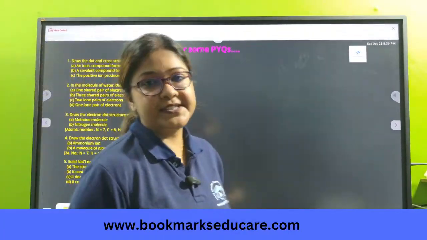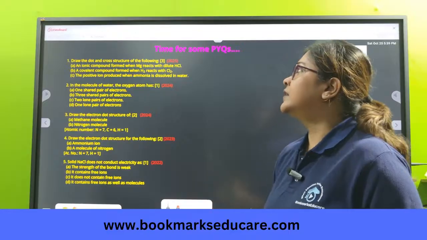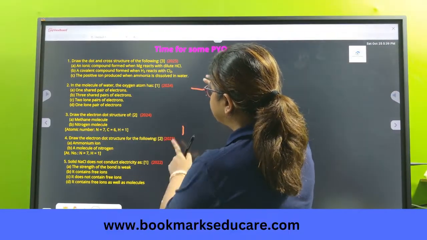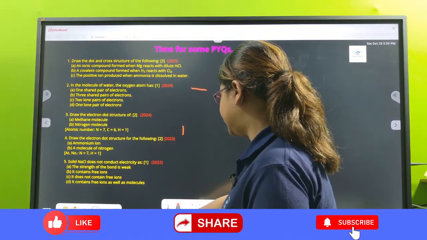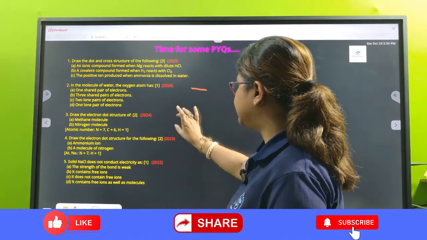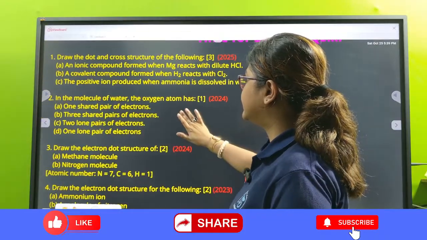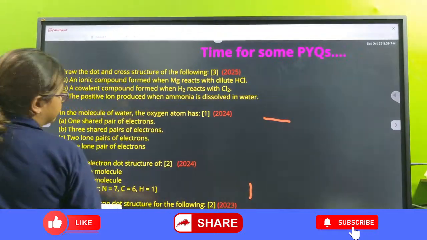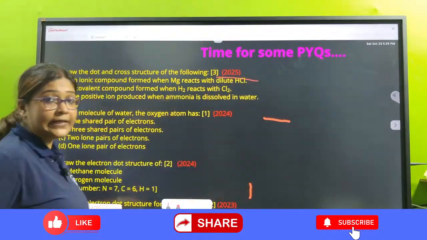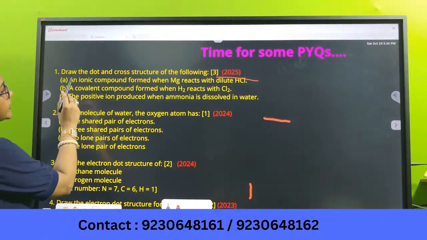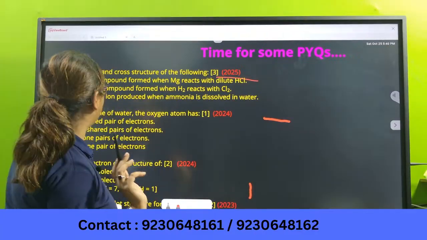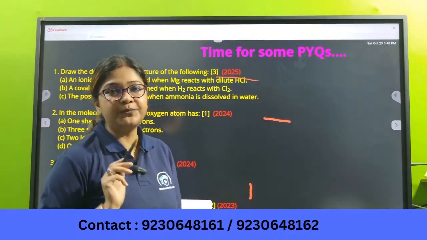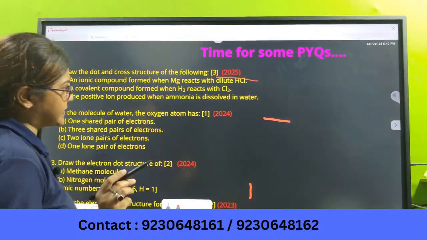Now time for some previous year question-answer discussion that comes in boards. The first question has come in the year 2025. Draw the dot and cross structure of the following: an ionic compound that is formed when magnesium reacts with dilute hydrochloric acid.